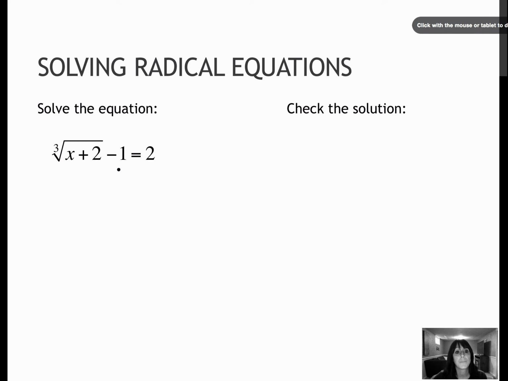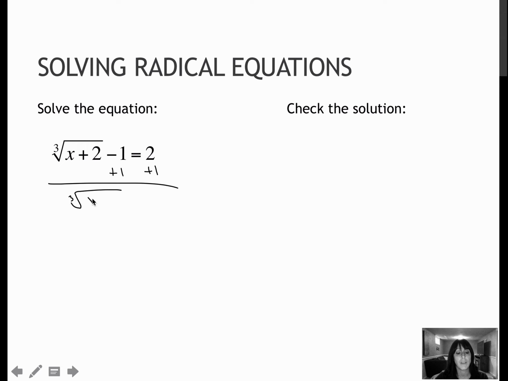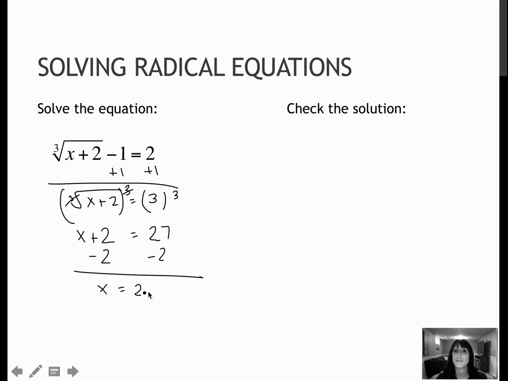Let's try another. In this question, again, I'm trying to isolate the radical, so I'm going to add 1 to each side. That gives me the cubed root of x plus 2 equals 3. The index is 3, so I'm going to choose to cube each side. When I cube this, I get everything that was on the inside, the radicand. 3 cubed is 27, and then I'm going to subtract 2 and get x equals 25.